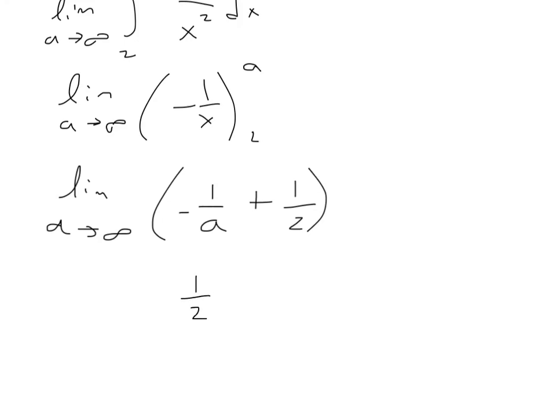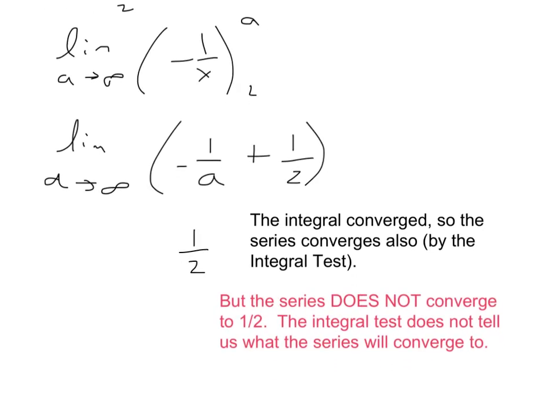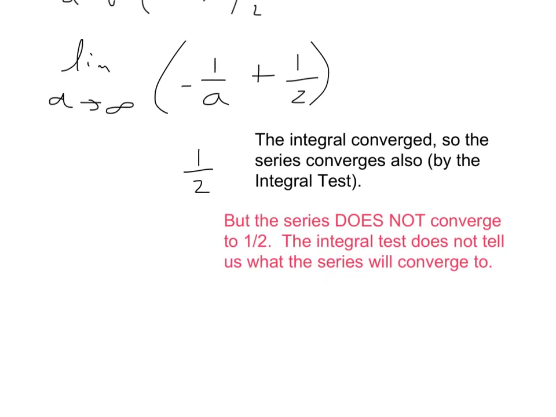Now I got to be really careful here. The integral converged, and that means that the series converges, but the series does not converge to 1/2. So I just want to make sure I'm very, very clear about this. With a geometric series, we can tell what it's going to add up to because we have that formula, S equals u1 over 1 minus r. That only applies to geometric series. In a geometric series, we can find out what it adds up to. With the integral test, we can't.